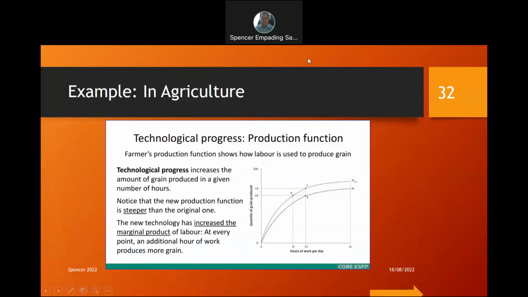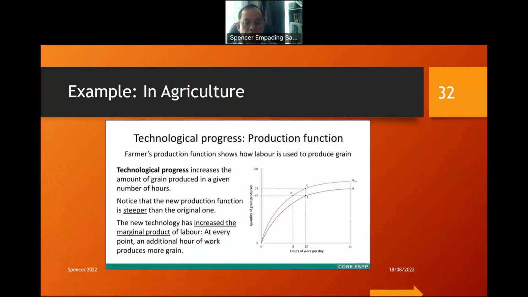Okay, so let's look at, for example, agriculture, or technical progress in agriculture. For example, you can increase production with the use of technology. Farmers can produce more with the use of technology, given the same amount of labor, for example. So technological progress increases the amount of grain produced in a given number of hours. For example, the use of machinery for harvesting, for plowing, and so on and so forth.